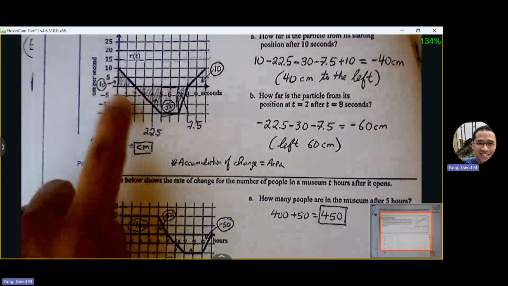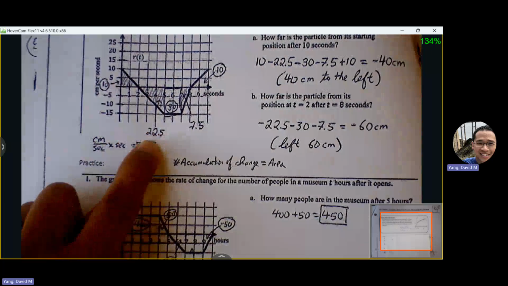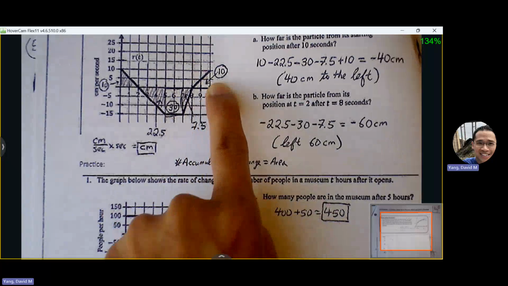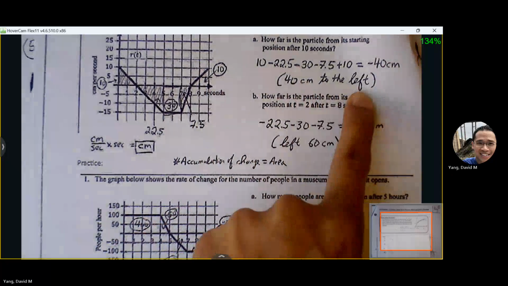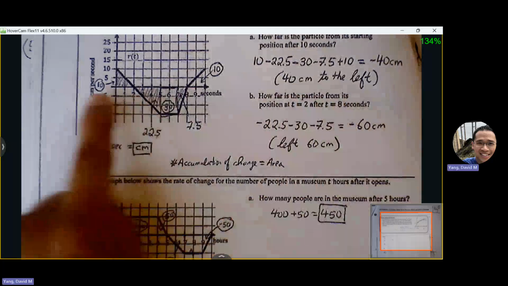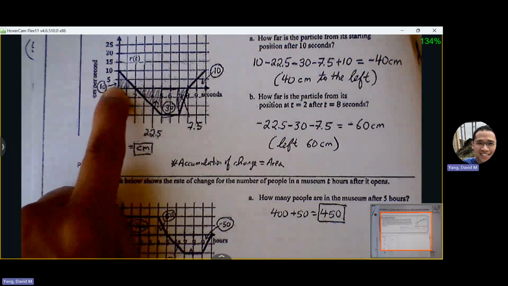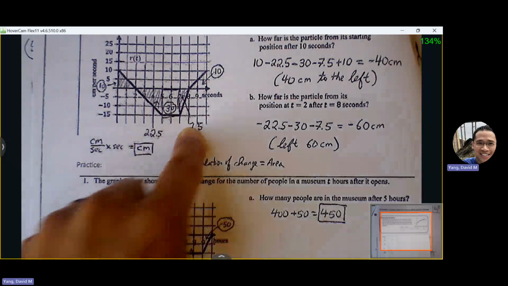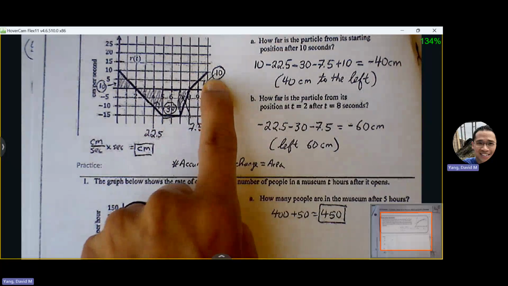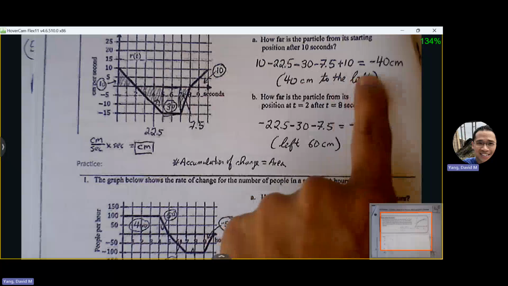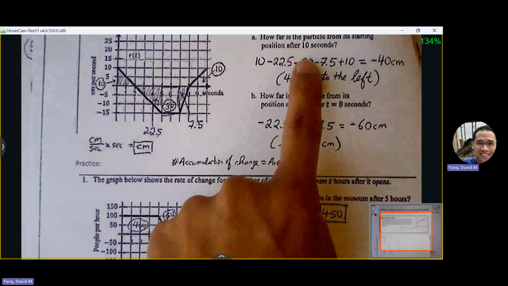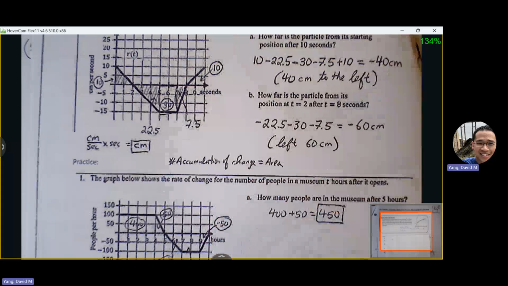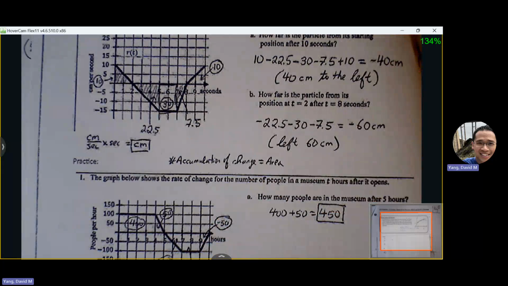So positive 10, this triangle is negative 22.5, negative 30, negative 7.5, and then back to positive 10. So first he's going to go 10 units to the right, then he's going to go mostly to the left, cover a lot of ground, and then he's going to go back to the right 10. And so what's going to happen is over this 10-second period, that negative 40 indicates he's going to end up 40 centimeters to the left of where he started.